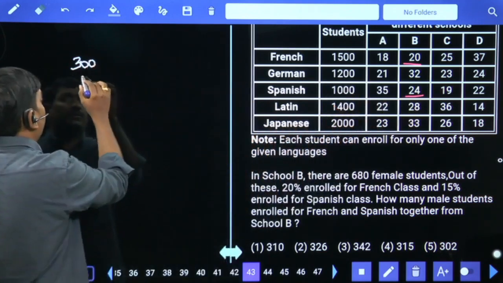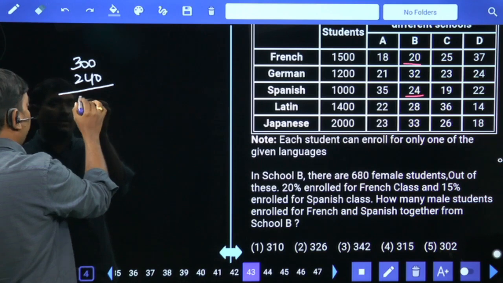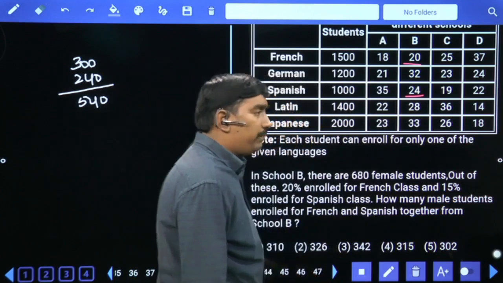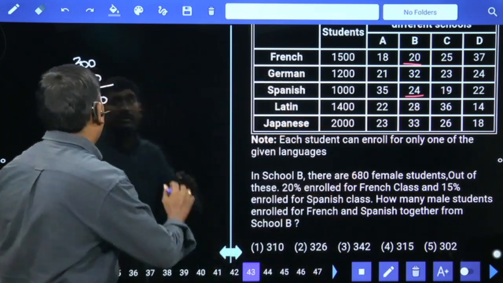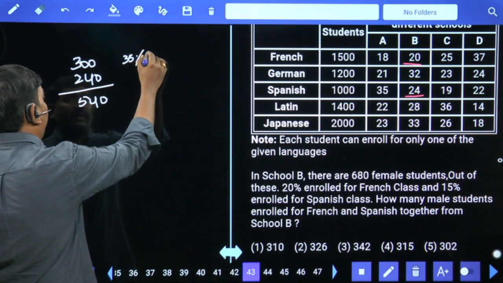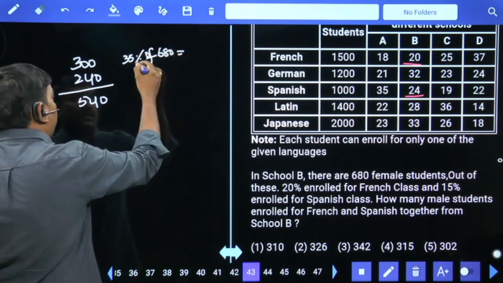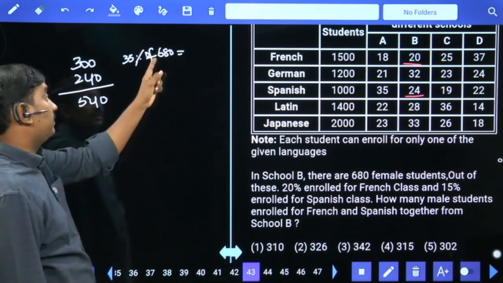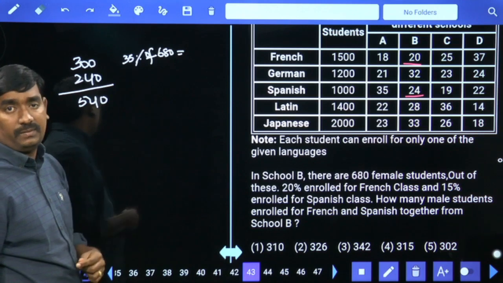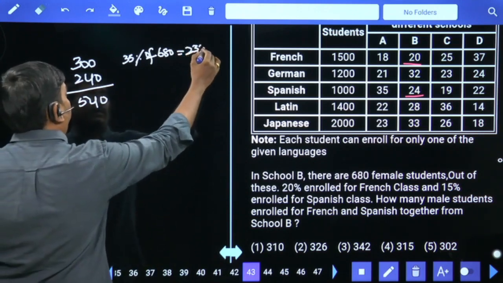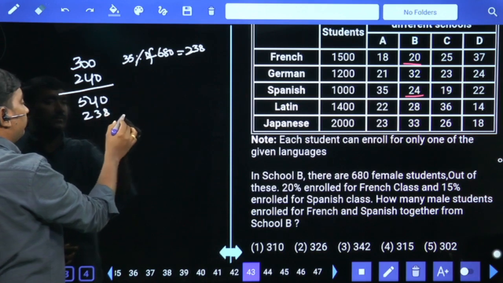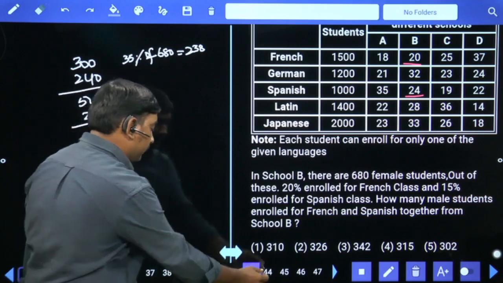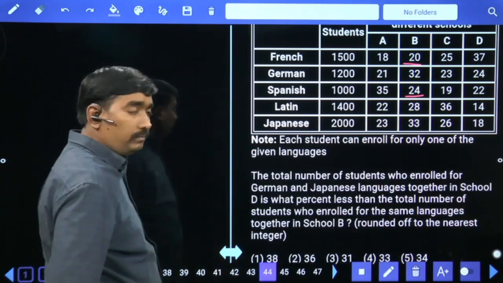24% of 1000 means 240. Total 540 students are here. Out of 540, 20 plus 15, 35% of 680 are female. 35% means 25% plus 10%. 25% means 170 plus 10% means 68. Total 238 are female. So remaining are males. 302 are males. Next.